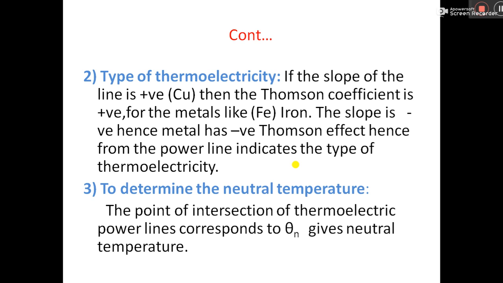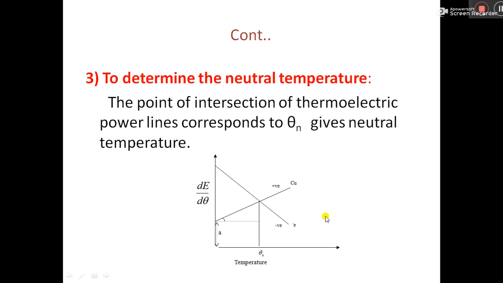To determine the neutral temperature. The point of intersection of thermoelectric power lines corresponds to θn. Here, the point of intersection of thermoelectric power line corresponds to θn and gives neutral temperature, that is θn. So this is a type of thermoelectricity, positive Thomson effect and negative Thomson effect.